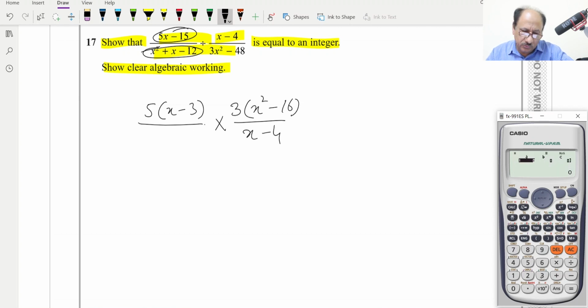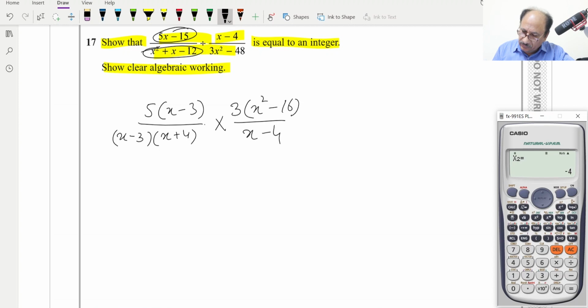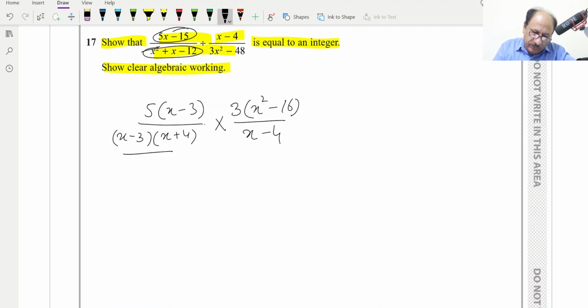And this denominator also we can factorize. The coefficient of x squared here is 1, the coefficient of x is also 1, and the constant value is minus 12. So our values are 3 and minus 4, so we will take opposite signs, x minus 3 and x plus 4. So if we multiply these two, we will get x squared plus x minus 12. So this is the factorization we have done.